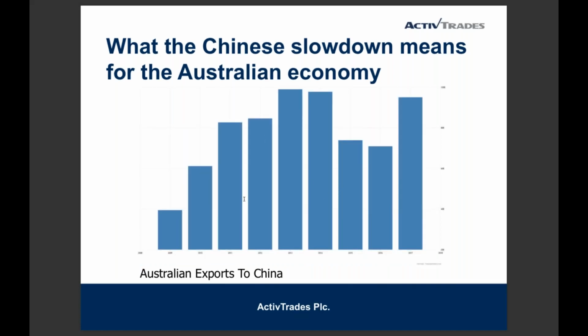Here we can see that Australian exports from 2009 to 2013 steadily rose. And then in 2015, there was a bit of a slowdown. 2015, China had devalued its currency. Many reasons for doing that, but that might have had an impact on how China went around buying stuff. And then recently in 2017, exports to China rose again.